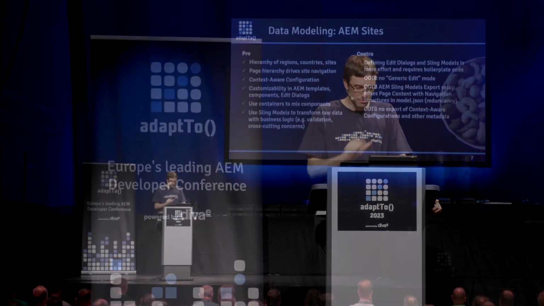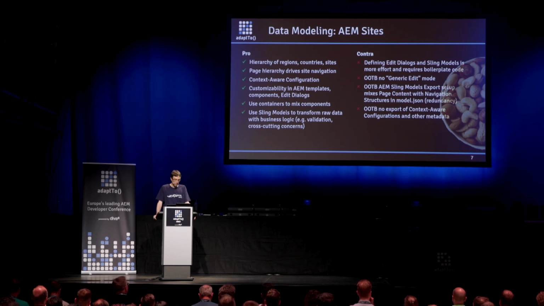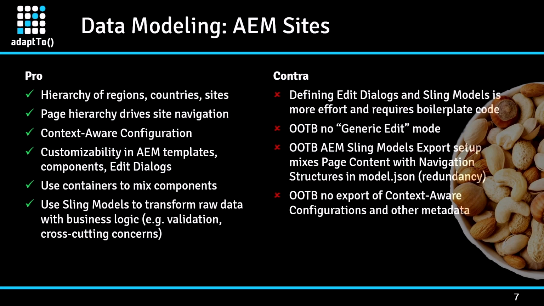Looking at AEM Sites, you have some pros. If you have, for example, a big customer with a lot of worldwide tenants and sites deployed, you can create a hierarchy of regions, countries, and sites, and you can use a page hierarchy to drive your site navigation, which can also be reflected in the API. You can, of course, use context-aware configuration with all its possibilities for inheritance and so on. You have a lot of customizability, as you wish. It's well known in your templates, components, edit dialogs. You can use containers to provide any mix of components in your pages.